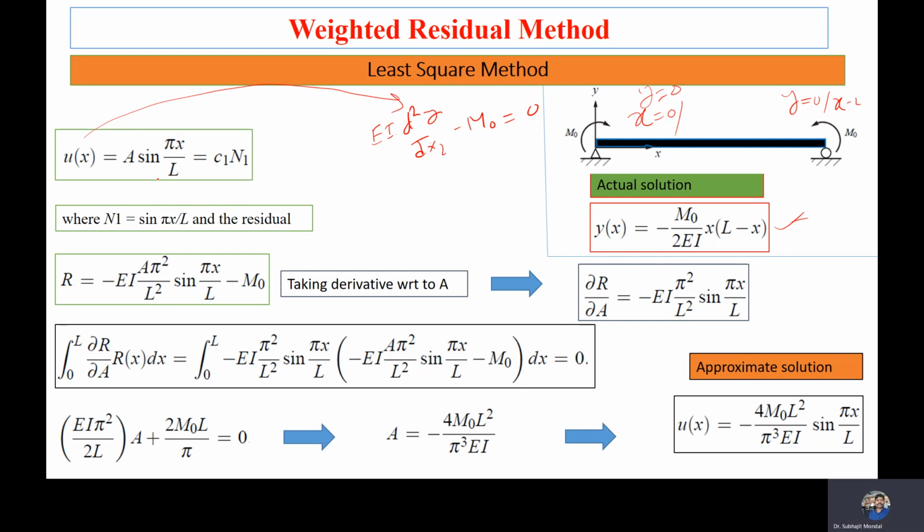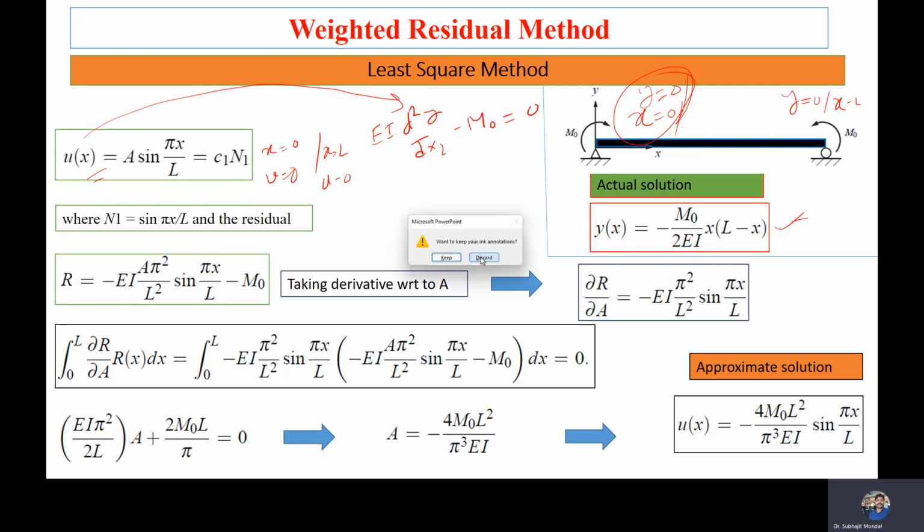Here our trial solution is a sin(πx/L). The trial solution must satisfy the boundary conditions that our actual solution is satisfying. Our actual solution satisfies the boundary conditions that the vertical displacement is 0 at x equal to 0, and 0 at x equal to L. So the trial function must also satisfy the same boundary conditions. Here also you can see that at x equal to 0, u is 0, and at x equal to L, u also comes out 0. Basically, it is satisfying the same boundary conditions.